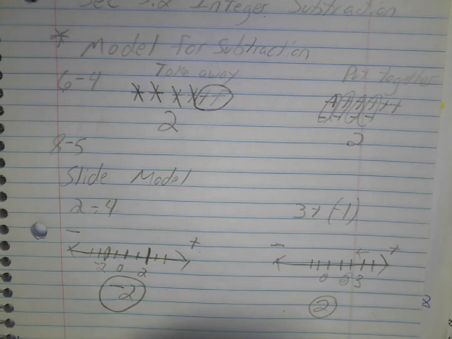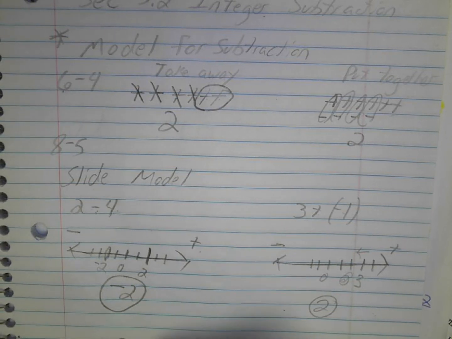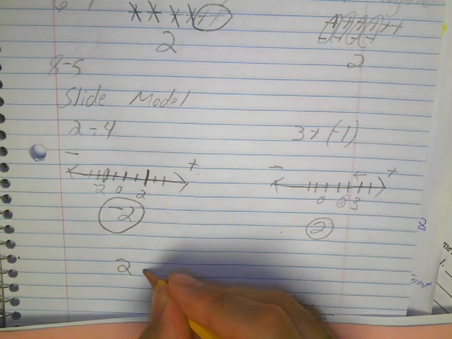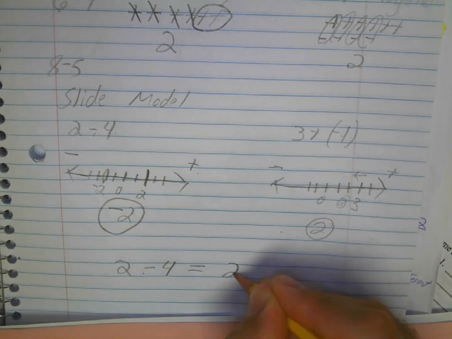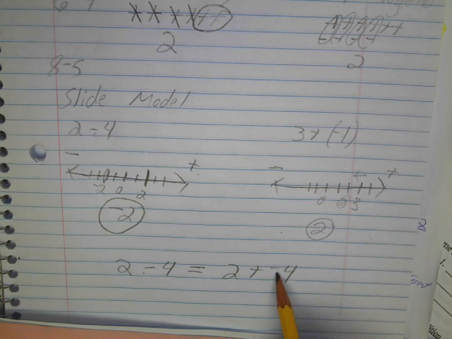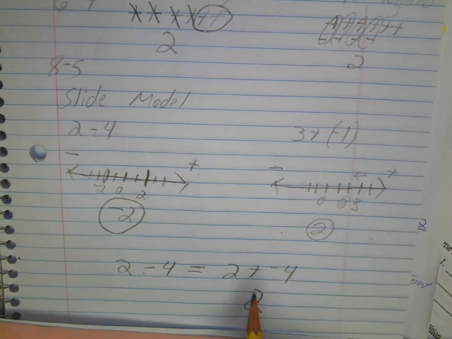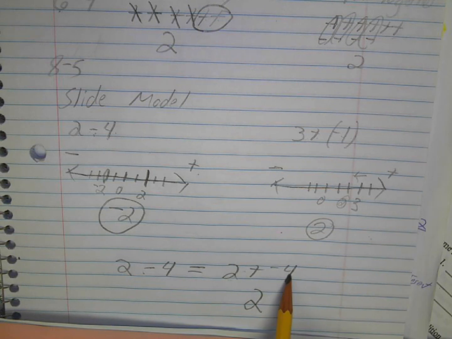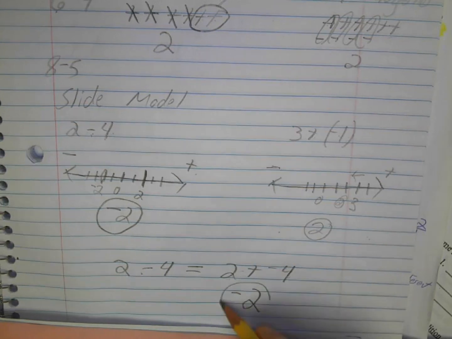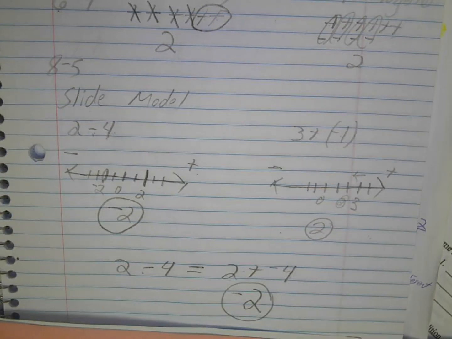Another method is to add the opposite, which is what we did in the last section. Let's say 2 minus 4. I can change that to 2 plus negative 4. Now I find the difference between the two numbers, which is 2. Which integer in its absolute value is bigger? 4 is bigger because it's 4 units away from 0. So I'm going to use that sign. That's another way, and we'll get better as we practice.